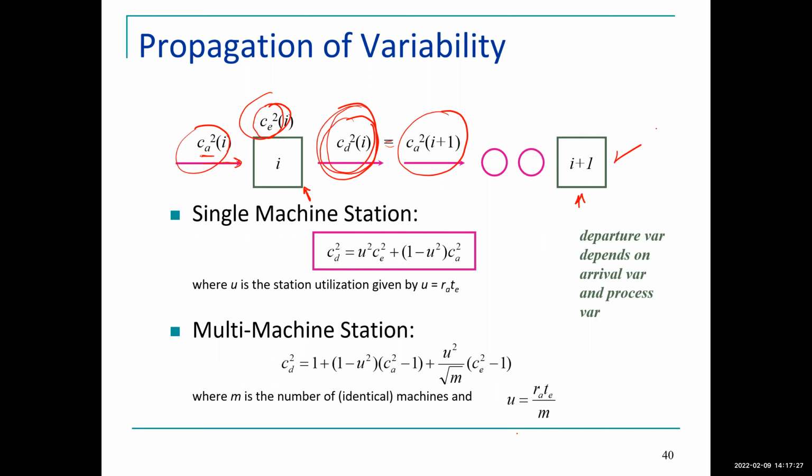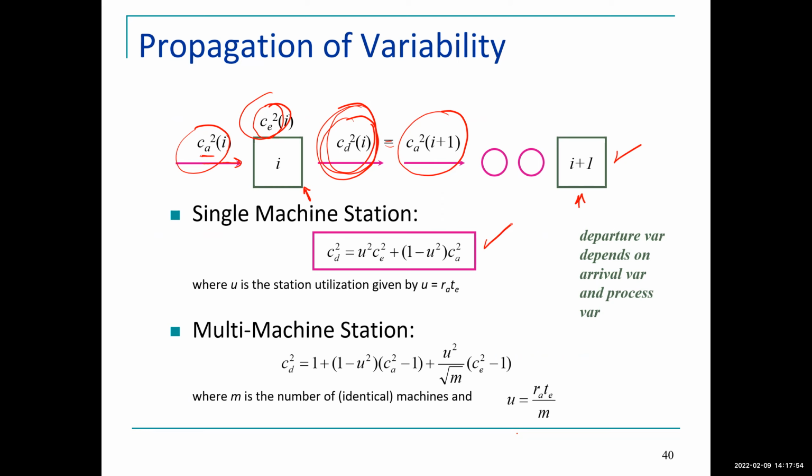Remember that I use the utilization for the station, and that could be computed based on the RA times TE. So the departure variability, or CD squared, depends on the arrival variability and the process variability, the combination of the two. And this is how we compute that.